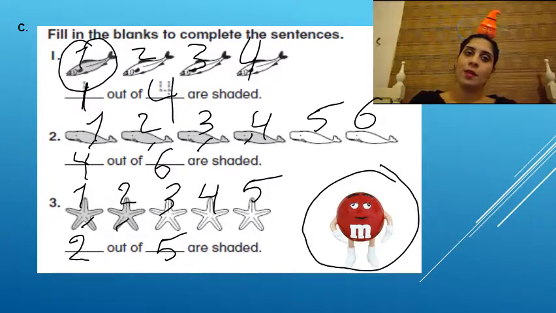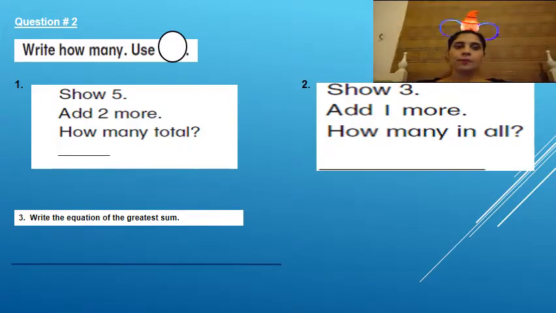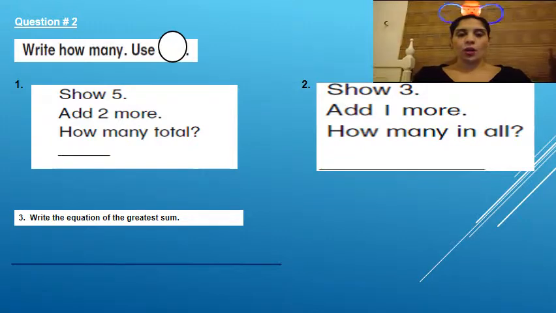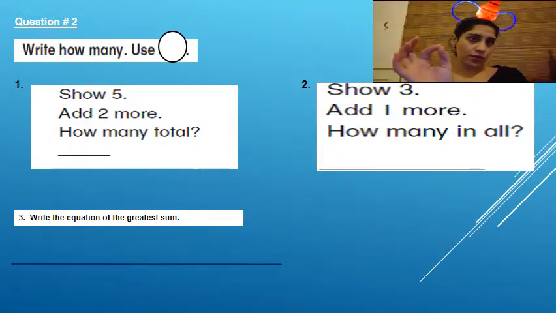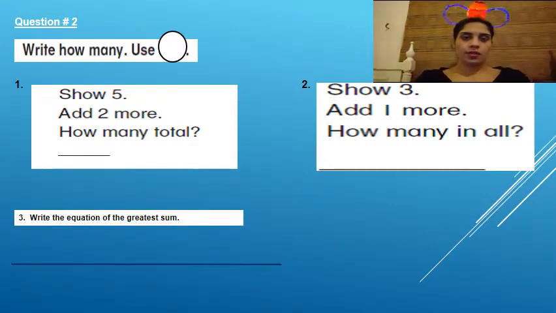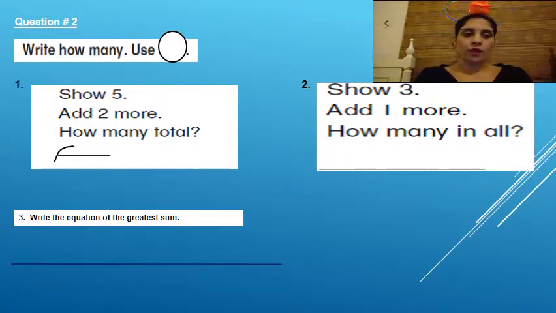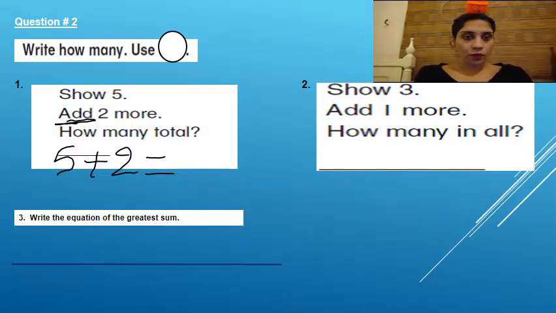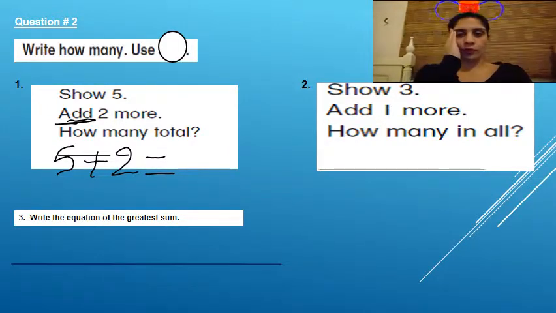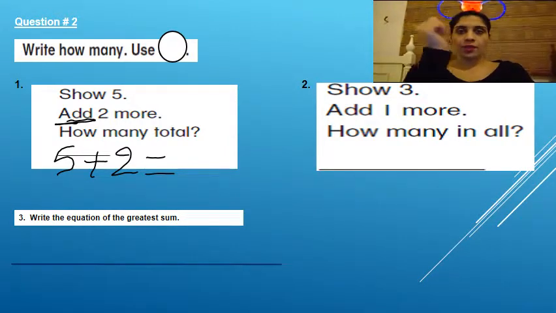Let's move with Mr. Eminem to the other question here. We have question 2. We have to write how many using circles if you want, or you can write the sentence as it is, the addition sentence. Here we have to show 5. This is 5 plus how many we add? Here we have to add 2. Which one is greater, 5 or 2? Definitely 5. We put 5 in our head and we continue counting on our fingers. 5, 6, 7. How many are in all?